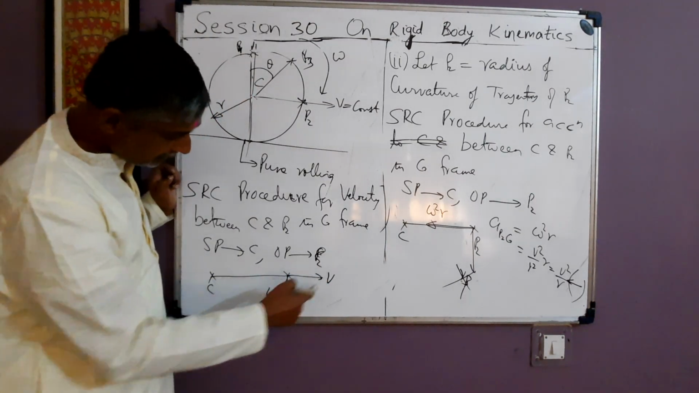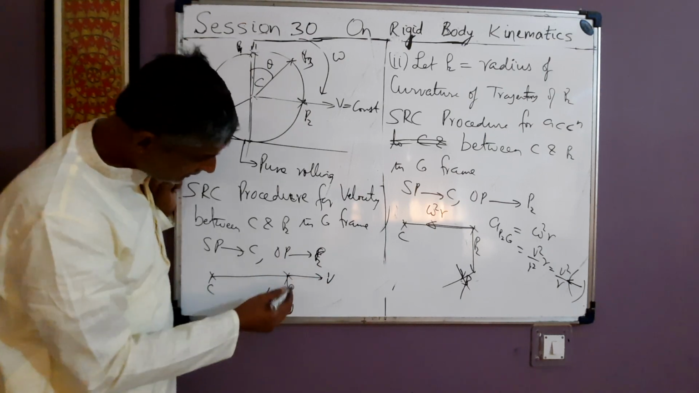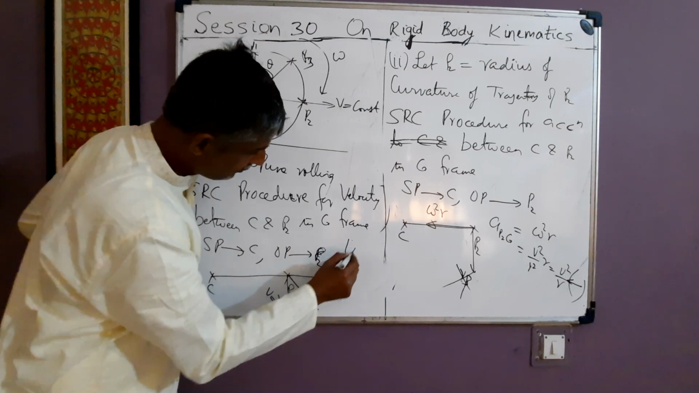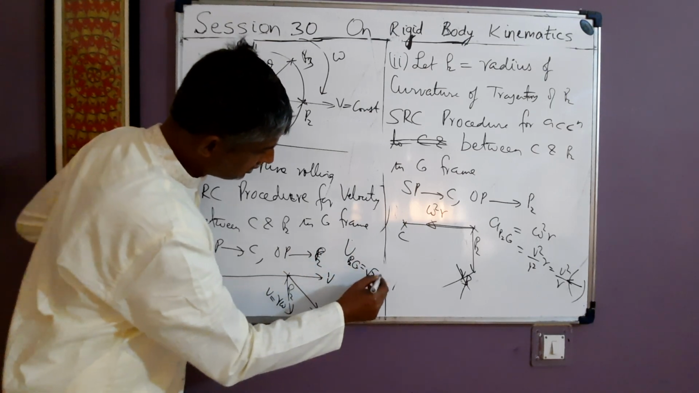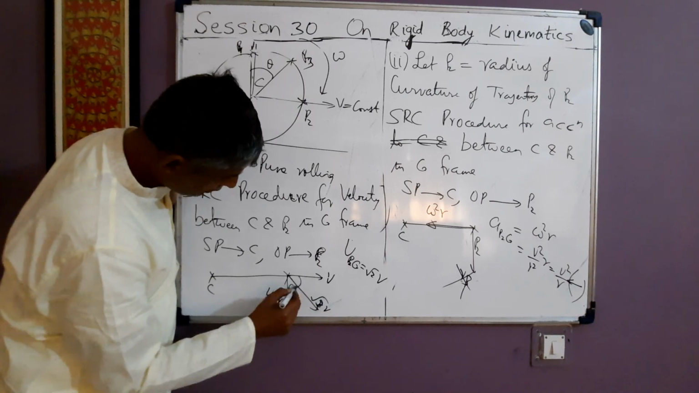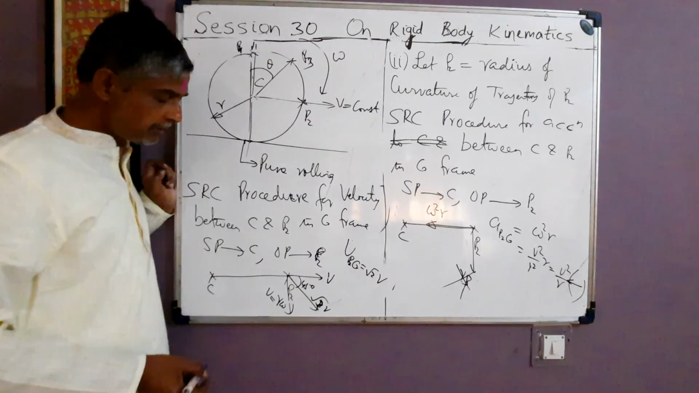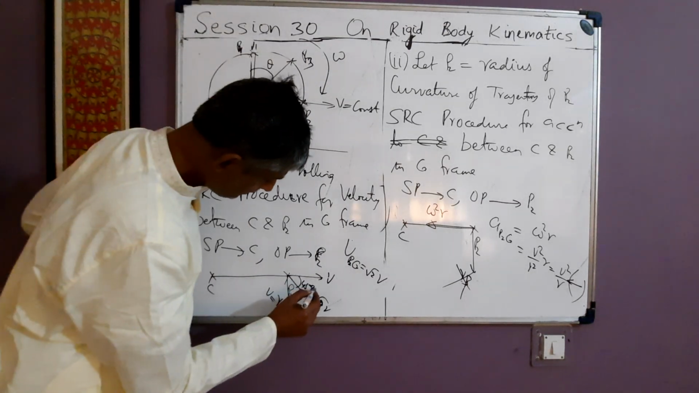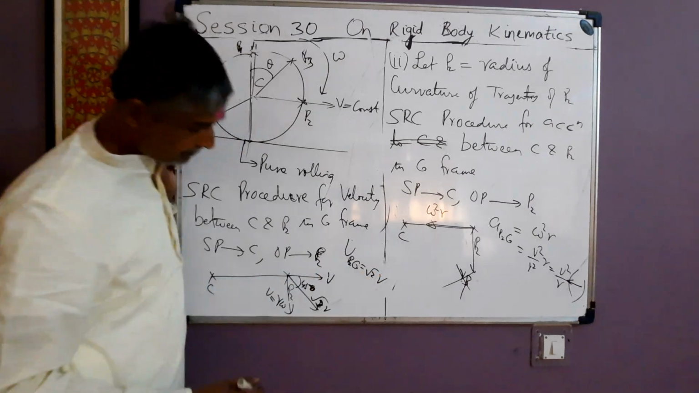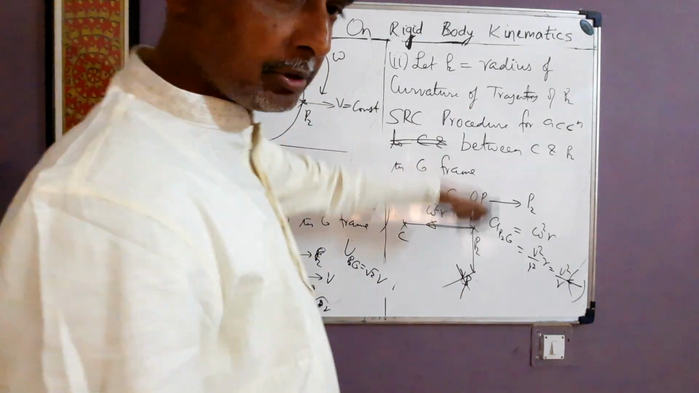The velocity of P2 is the vector sum of these two, this and this. Since they are equal and at right angle, the net velocity of P2 is root 2V. So velocity of P2 with respect to ground is root 2V. It makes an angle of 45 degree with the rightward direction. This is Vp2G. Fine. Now what I do?